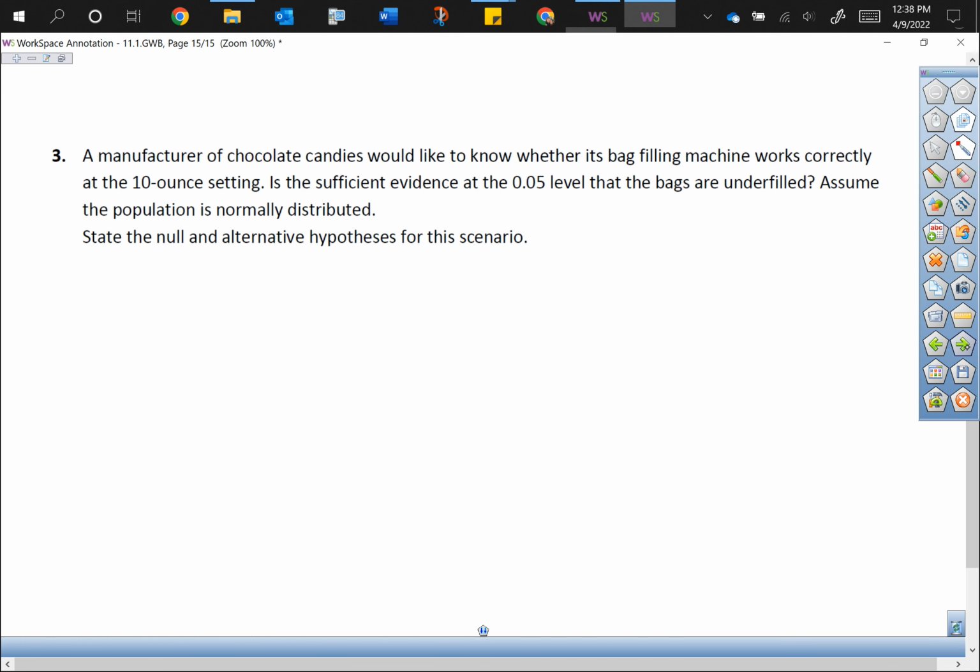All right, number 3. A manufacturer of chocolate candies would like to know whether its bag filling machine works correctly at the 10-ounce setting. Is there sufficient evidence at the 0.05 level, again, that's our alpha, we'll need that in future lessons, that the bags are underfilled? Assume the population is normally distributed. State the null and alternative hypotheses for this scenario. So we want our null hypothesis and our alternative hypothesis.